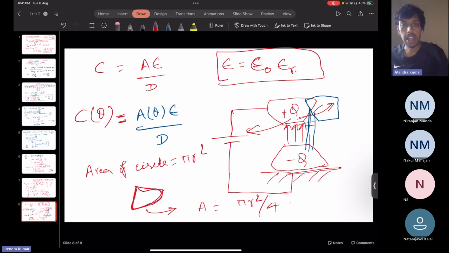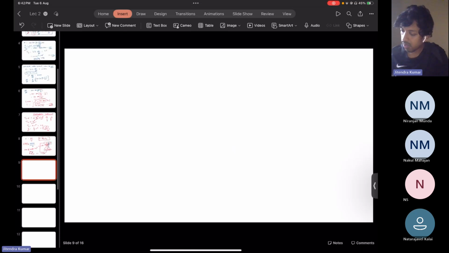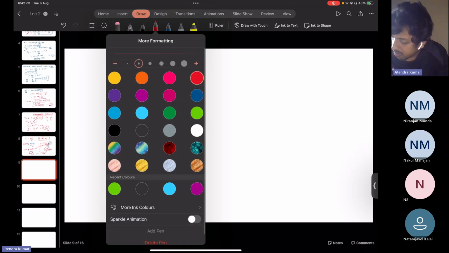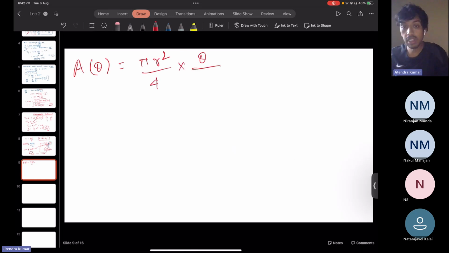And how much area is being shared by each plate will be defined by that A theta we will have to define. So A theta will be pi r square by 4 into theta by pi by 2. This pi by 2 can change.